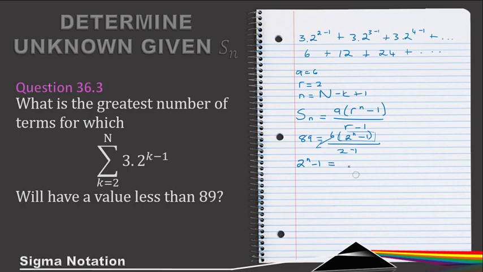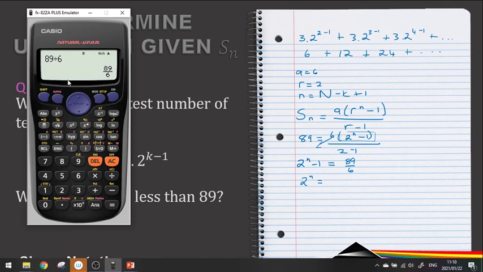Okay, that doesn't simplify much. So we've got 89 over 6. Then take the 1 over, so 2 to the power of n is equal to 89 plus 1. So you just add that 1. And here we get 95 over 6.